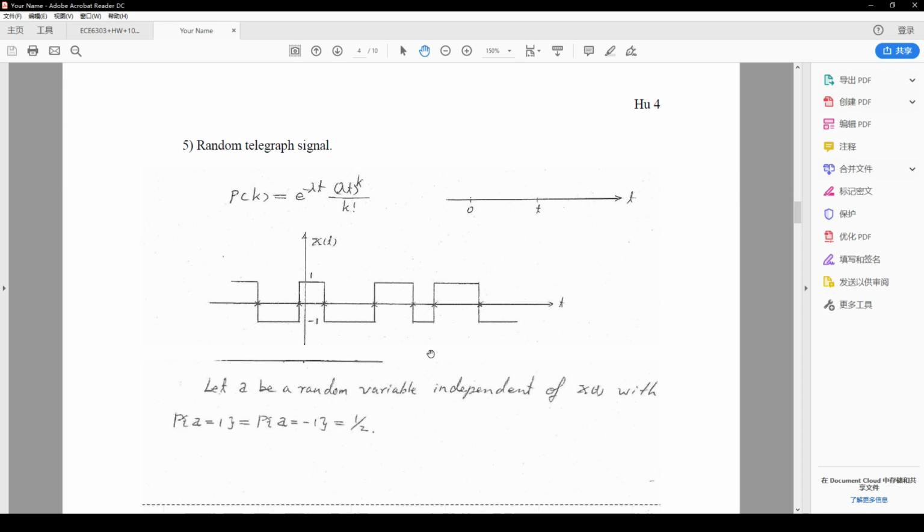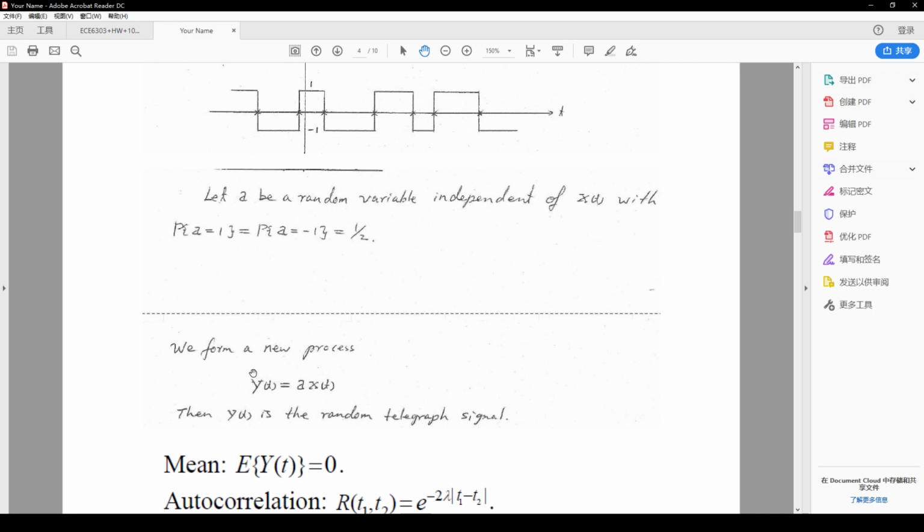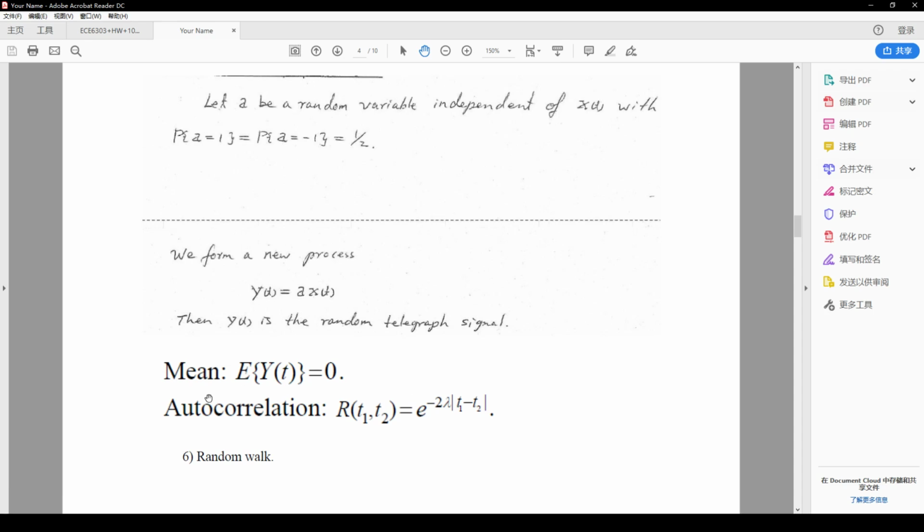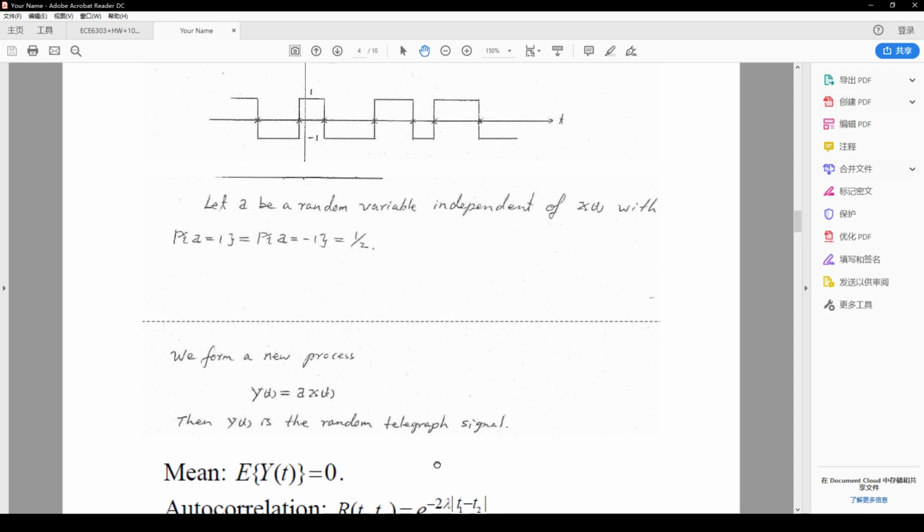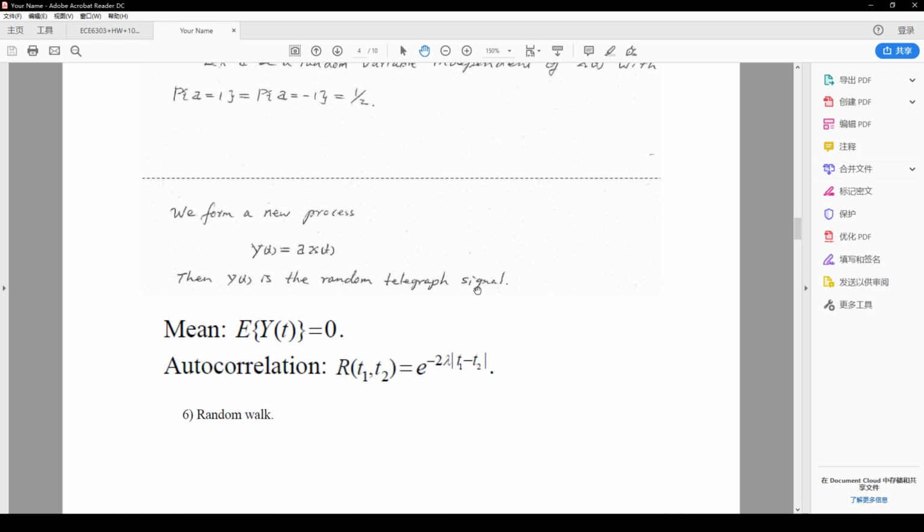And the fifth part, the random telegraph signal. The definition is Y(t) equal to alpha times X(t), where X(t) is a semi-random telegraph signal. So we got the mean value is 0 and the autocorrelation is this. The autocorrelation is similar to the semi-random telegraph signal. That means when t1 and t2 are far apart, Y(t1) and Y(t2) are less correlated.